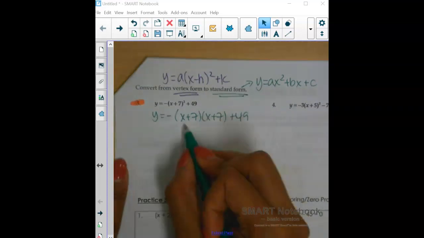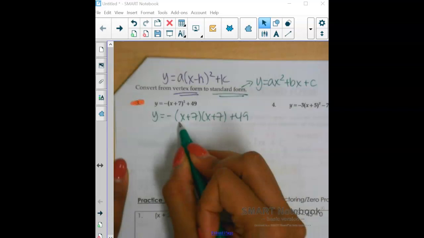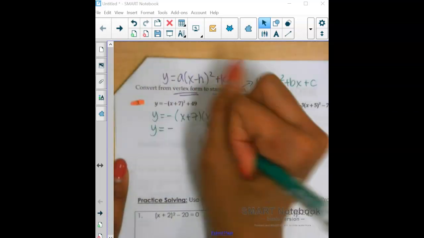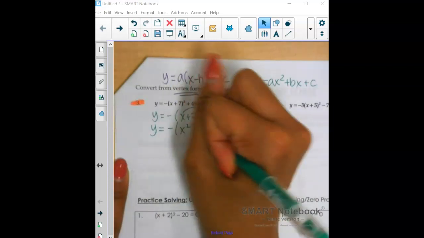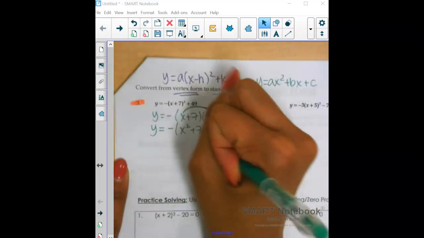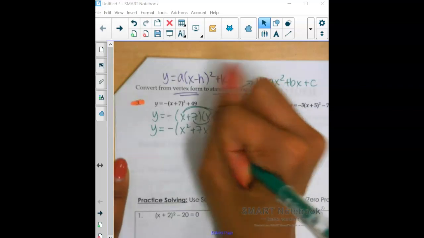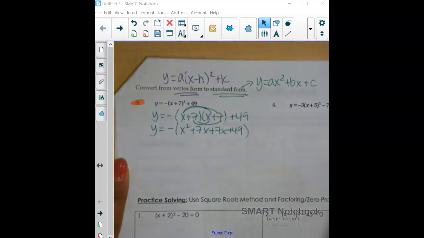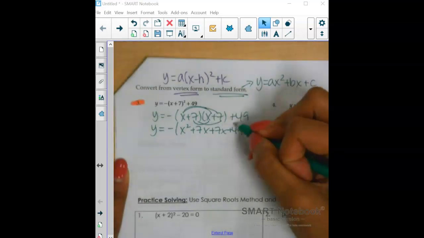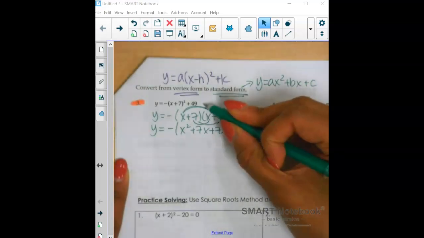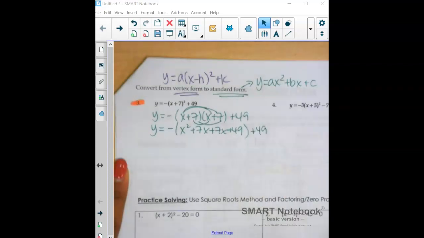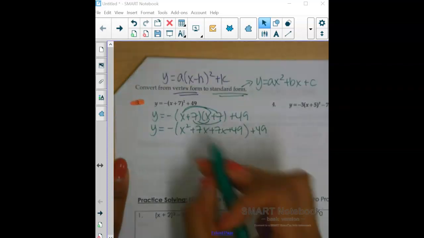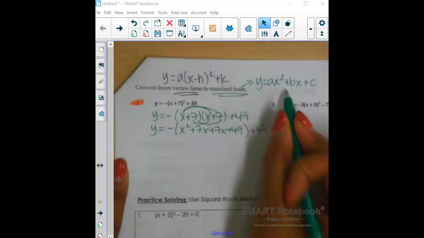Once you do that, you're going to do just like Alex suggested, and we're going to FOIL this. So we're going to make this y equals negative x squared plus 7x plus 7x plus 49. Notice this is all inside your parentheses. And at the very end, remember this plus 49 that we had from the original problem? We're just going to add it to the very end. Of course, we need to clean this up a bit, but it almost looks like standard form.